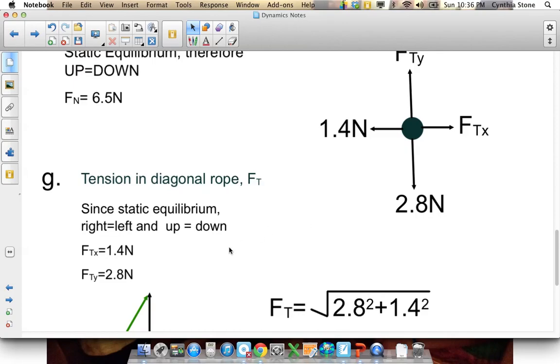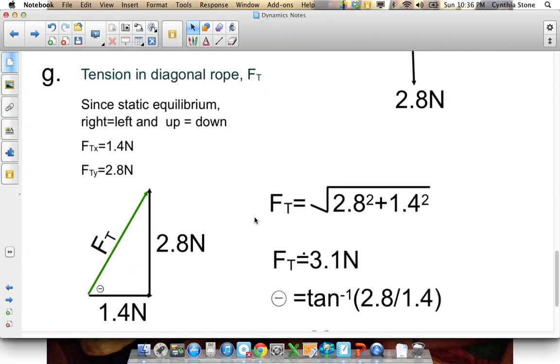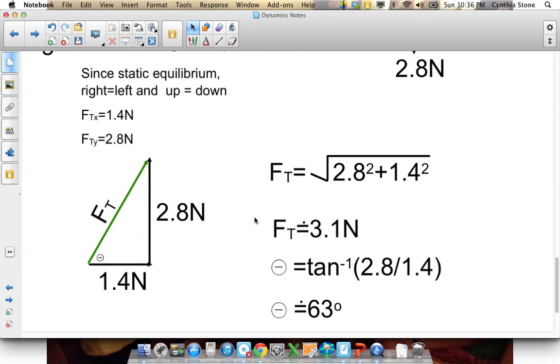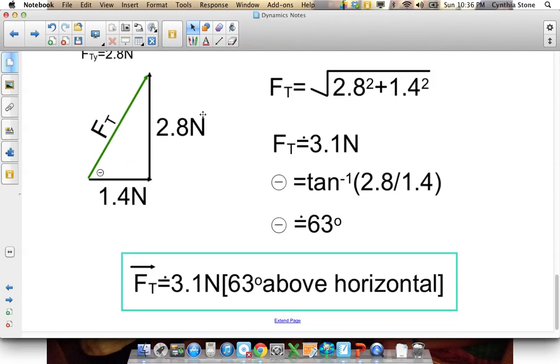When asked to find Ft, you can determine Ftx and Fty because the whole system is in static equilibrium. And just as we have done so many times, we can find the overall tension in that rope by doing a right angle triangle and finding the angle as well. First you do Pythagorean theorem, find out that it's 3.1 newtons, and then to find theta, it's inverse tan, opposite over adjacent, and so we have our answer.